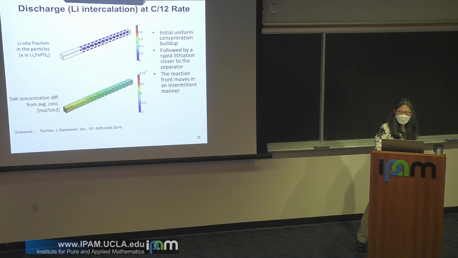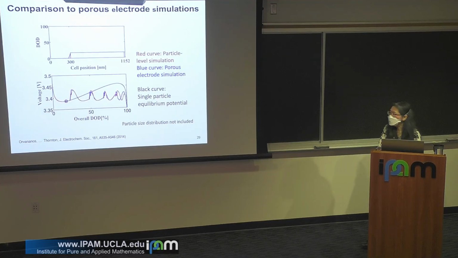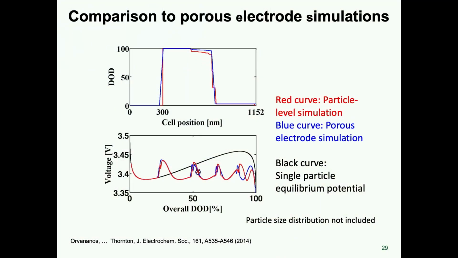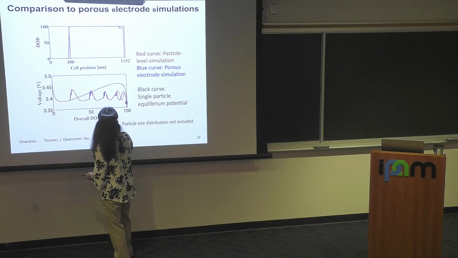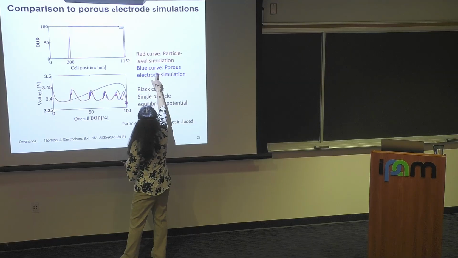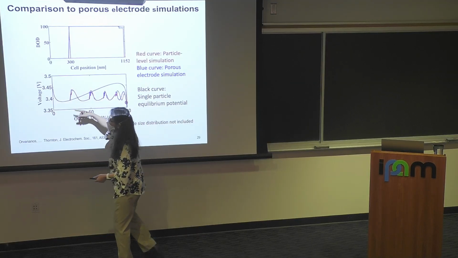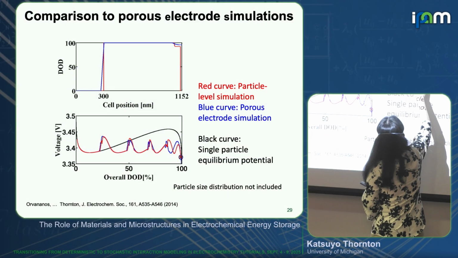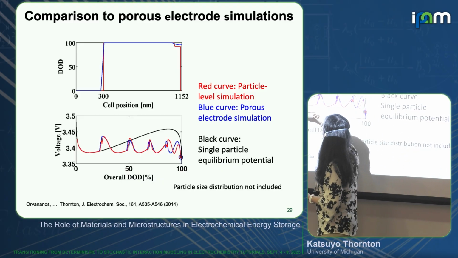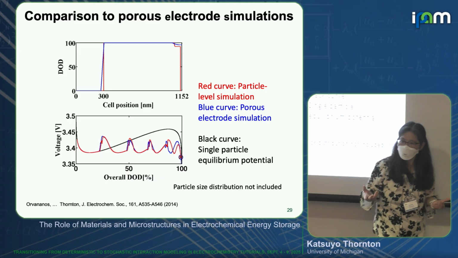So one of the things we did was ask, can we capture the behavior I just showed you in the porous electrode theory simulation? By properly parameterizing it, yes, it actually does a pretty good job, right? So this is the porous electrode theory result. This is potential as a function of lithium occupation, basically. The red curve is the direct simulation that I showed you, and the blue curve is porous electrode theory. It's not doing too bad, right?